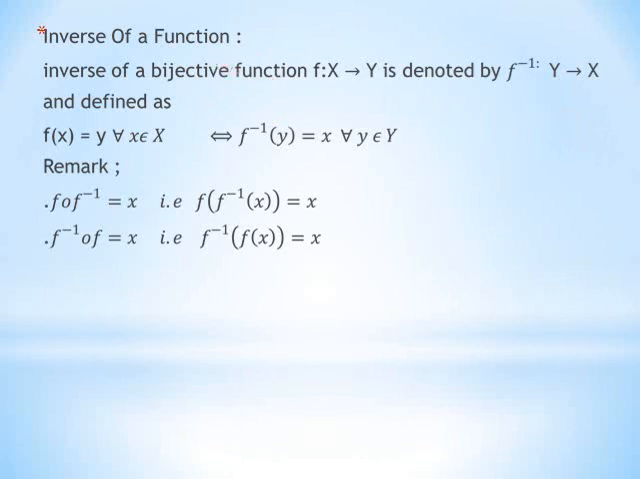Now the inverse of a function. The inverse of a bijective function: if f is a function from X to Y, then its inverse is denoted by f inverse, from Y to X, and defined by f(x) = y for all x belonging to capital X, and f inverse of y = x for all y belonging to capital Y. So if you compose f inverse with f, you get x, and again, f composed with f inverse gives x.